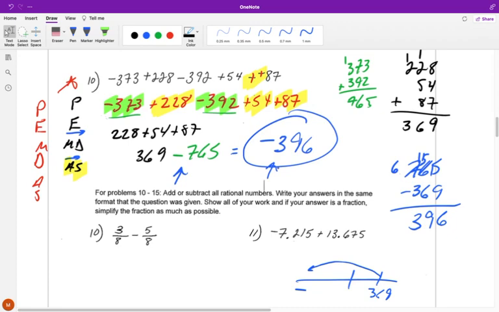All right, so you could just go left to right and add these two together first, get your value, then combine it with negative 392, then combine it with 54 and 87. You could do that, or you could just add all your like signs together to narrow it down to the two values, and then from there do your subtraction at the end. And there's really no preference for it. It's just whatever works for you.